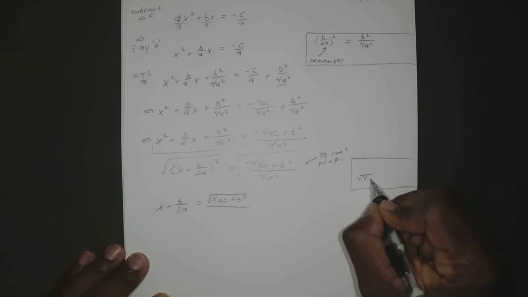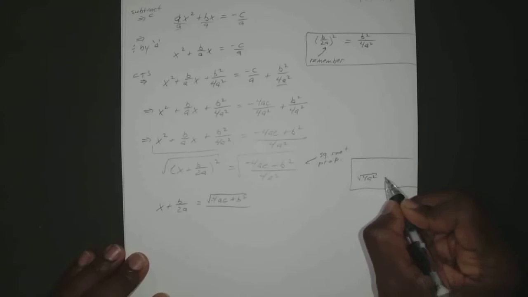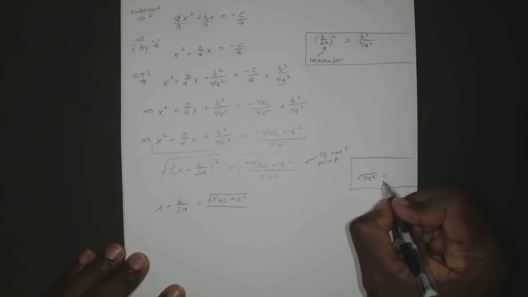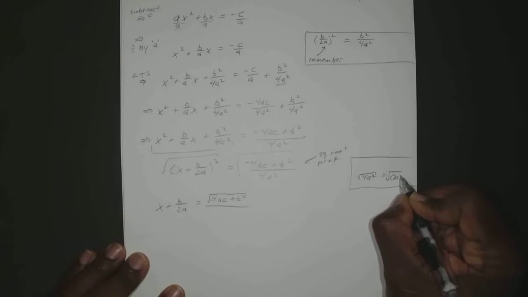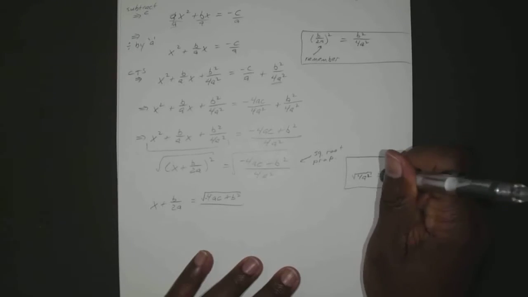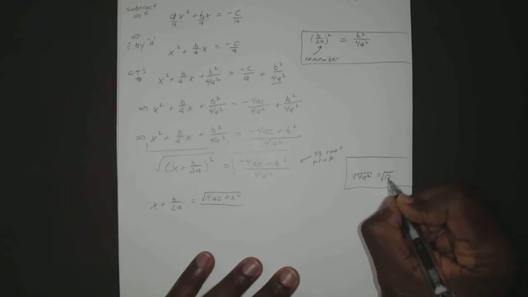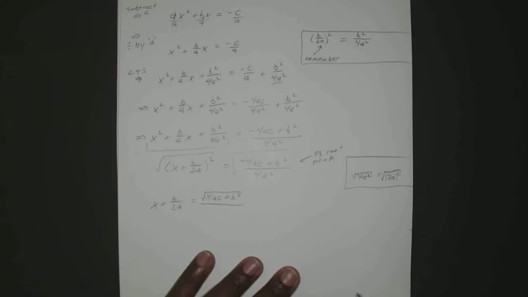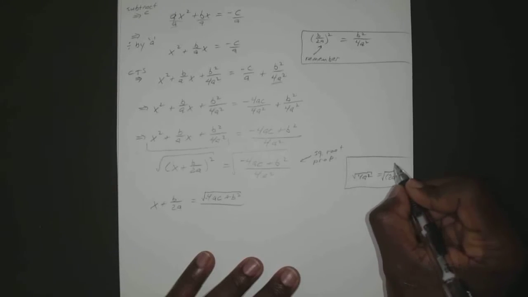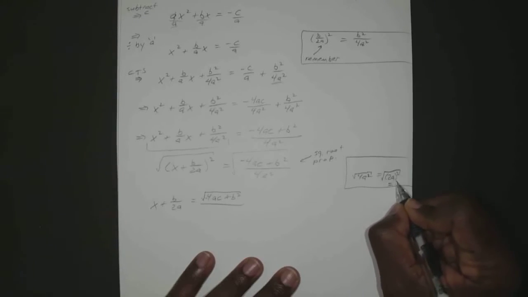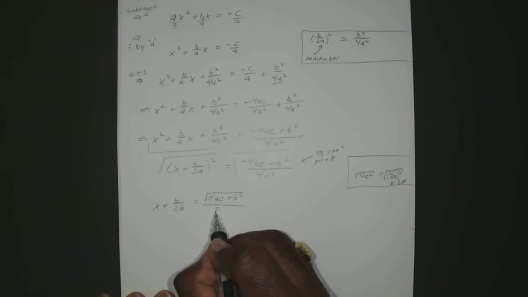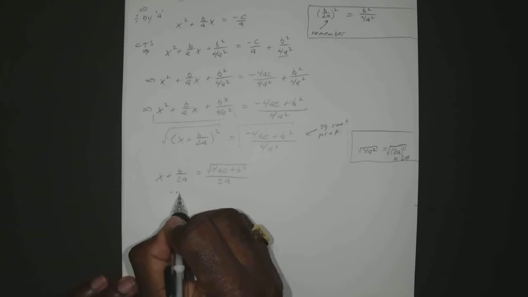So if we have the square root of 4a squared, remember that's just 2a. The square and the square root cancel out, and that's just 2a. Okay, so that's over 2a. Now if we're solving for x, we just subtract b over 2a from both sides.